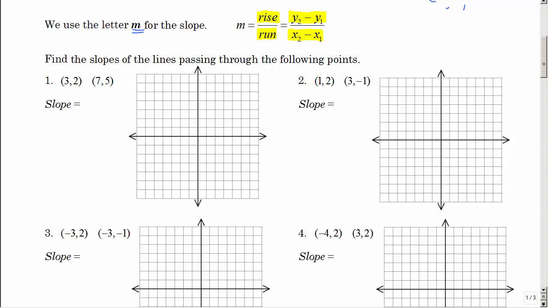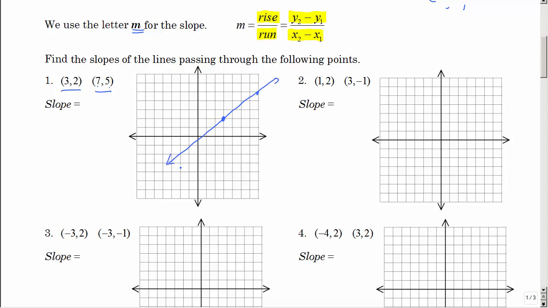So let's practice finding the slope and then graphing, or let's graph and then find the slope. Either way. Let's plot those 2 points. Let's graph and then find the slope. So if I go 1, 2, 3 up to, that's that point, 7, 5, 1, 2, 3, 4, 5, 6, 7 up, 1, 2, 3, 4, 5. Did I count right? 1, 2. All right, and then I connect them.